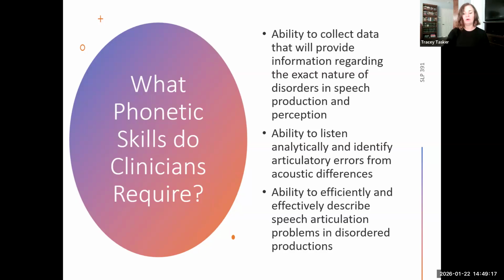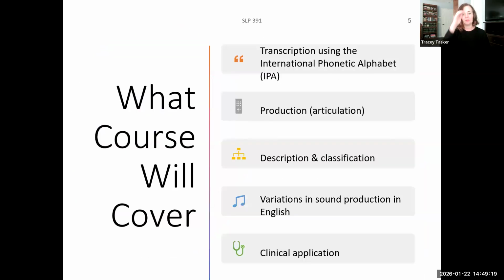So we're going to talk about IPA in a few minutes. Okay. So what we're going to cover in this course is transcription using the International Phonetic Alphabet. We're going to talk about articulation, how sounds are produced in the vocal tract, and what articulators are used. We're going to describe and classify different sounds.